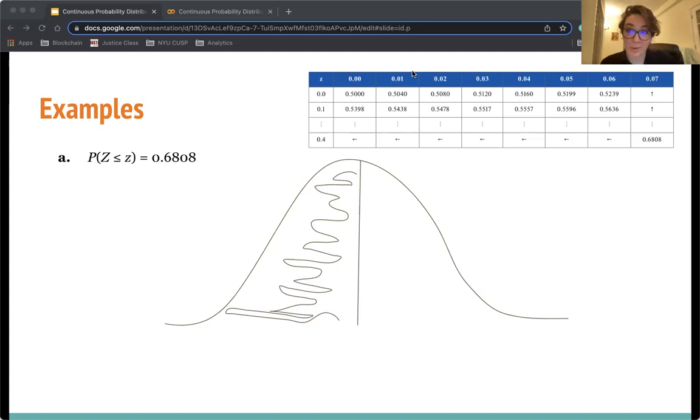And this time we work backwards using the table. We know that it would probably be close to that 0.0 since it's right near the mean, which would be the z-score of 0. But we'll just need to skim until we find our exact cumulative probability value, which is 0.6808. And we see that it's 0.47 standard deviations above the mean.